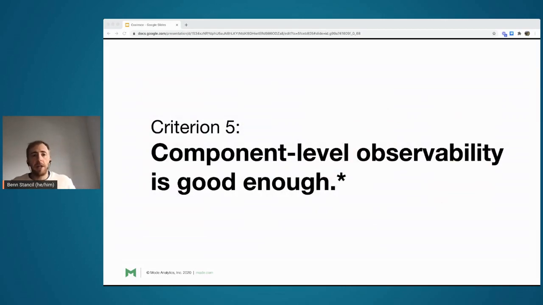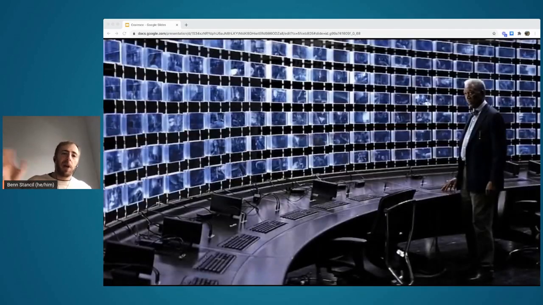So the fifth and final criterion I want to bring up is that component level observability for now is probably good enough. This might be something that's controversial for the panel that's about to happen, but we also have this vision of us wanting to create this system-wide control tower that can trace data as it moves from one end of the stack to the other. We want to have this perfect visibility in everything that's happening. I get the dream, but this is really hard to build. And the truth is, for most of us, it's probably not necessary yet.